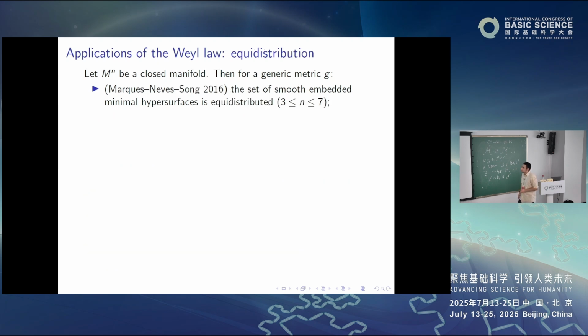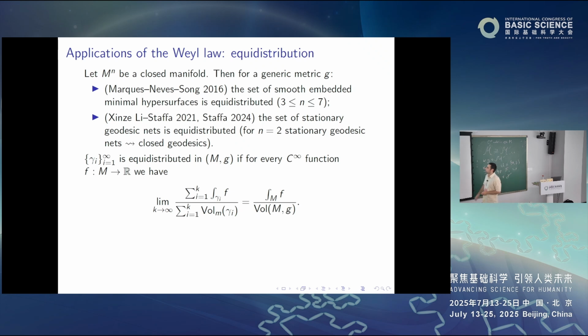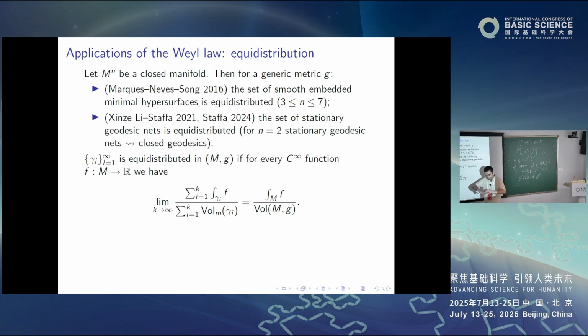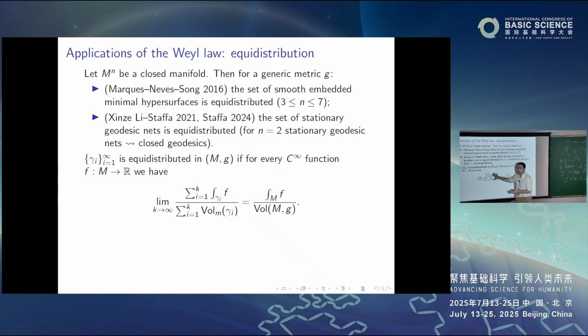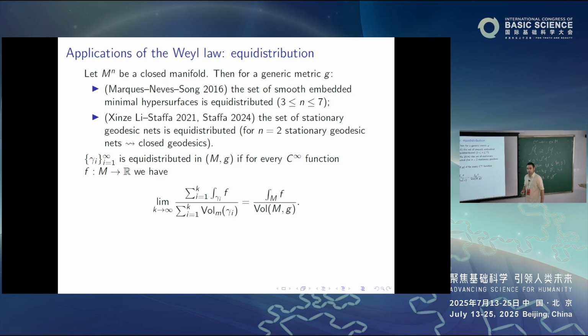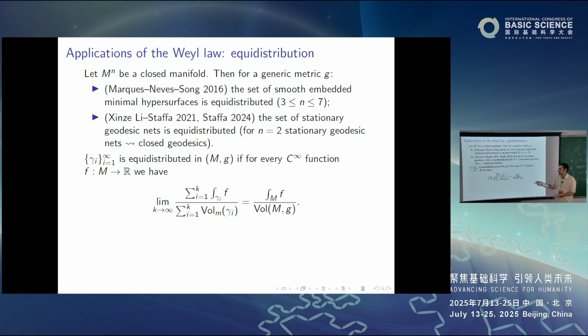Okay. In fact, one can prove more. One can prove an equidistribution result, which means that you have a sequence of minimal surfaces or stationary geodesic nets which fill up your manifold in a way proportional, in a sort of equal way. So the amount of volume that you have in the set is also the amount of volume that you have of these minimal submanifolds or stationary geodesic nets filling it up. And it's quite a surprising result that we have this for a generic set of metrics.